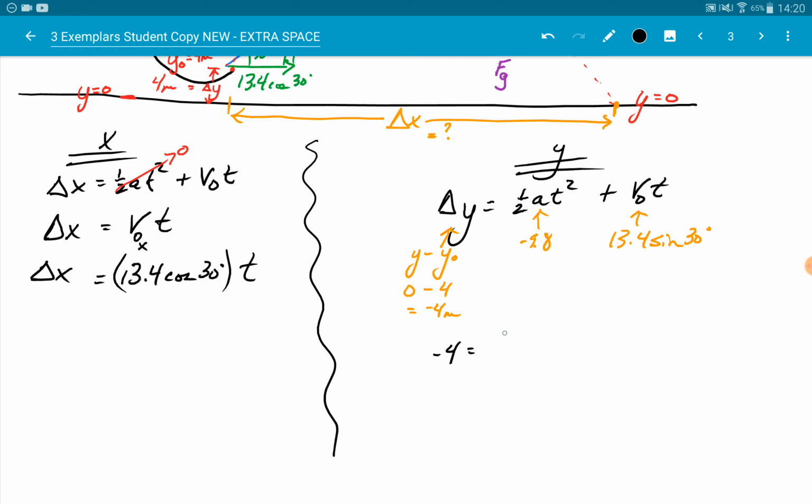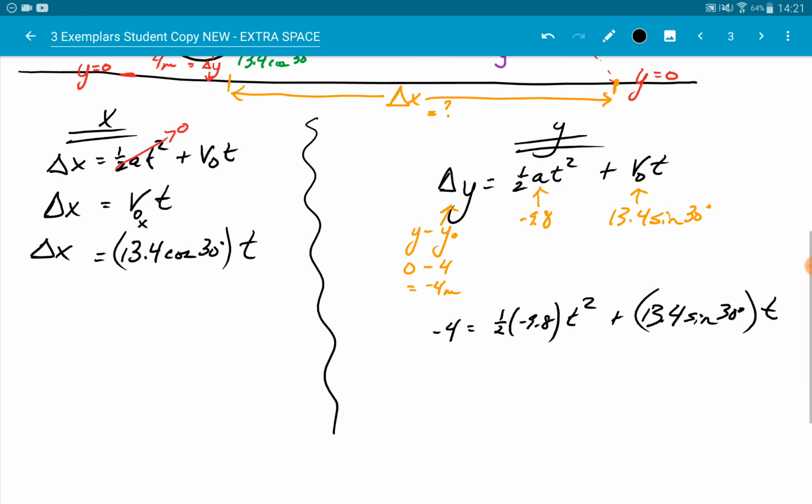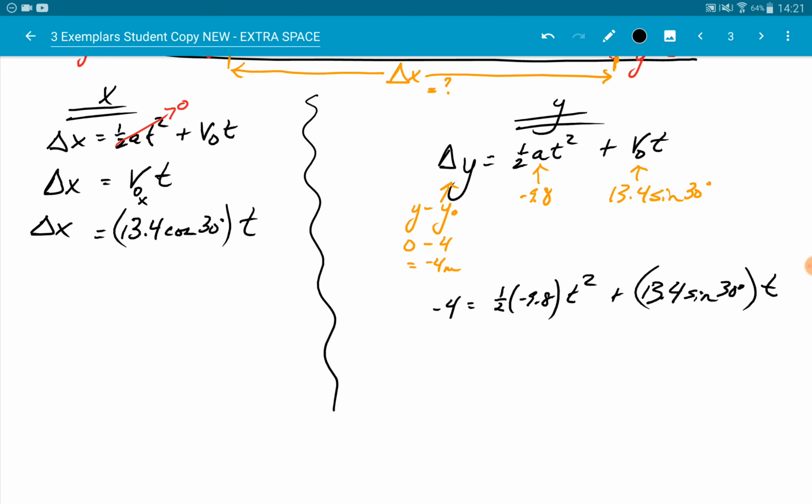Negative 4 is equal to 1/2 times negative 9.8 t squared plus 13.4 sine 30 degrees times t, sorry. Oh, watch out. Almost missed that. And I go, look, I only have t as my only variable. So one equation, one variable, I can solve that.